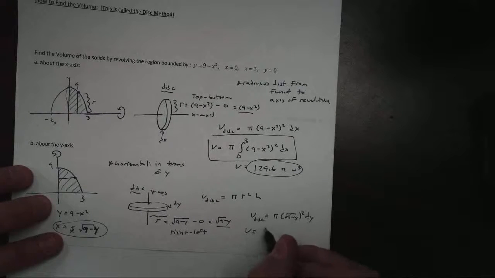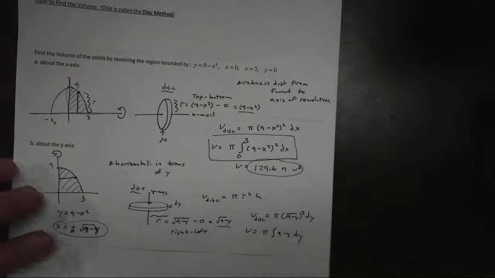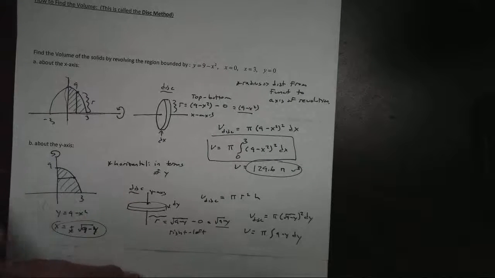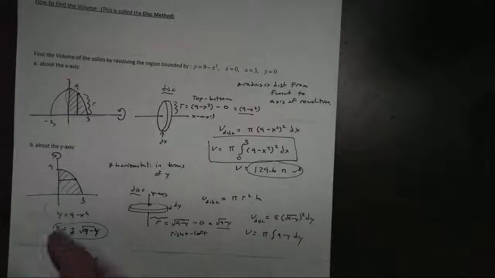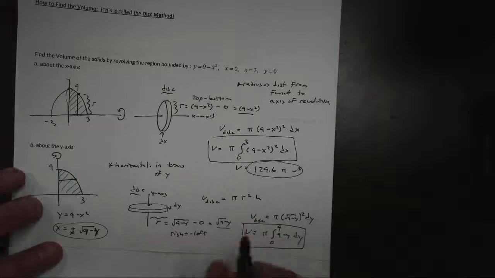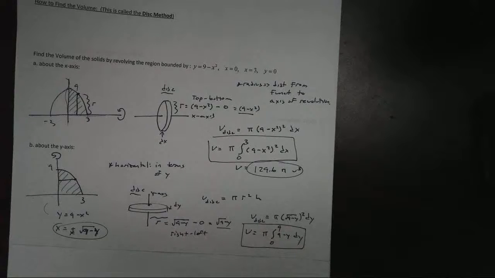Or, to get them all, pi, I'm going to take the integral of 9 minus y dy. But now I need my domain. Be careful, we're going up and down this time, so we're starting at 0, going all the way to 9. Keep everything in terms of y. And that's how we find the volume of a disk. On part 2, we'll do the washer method.